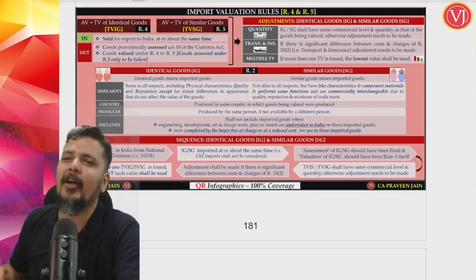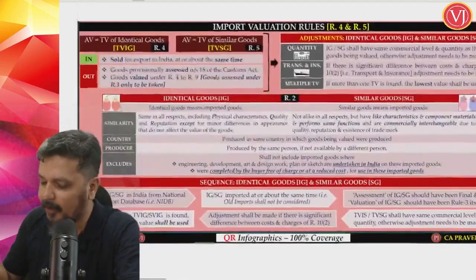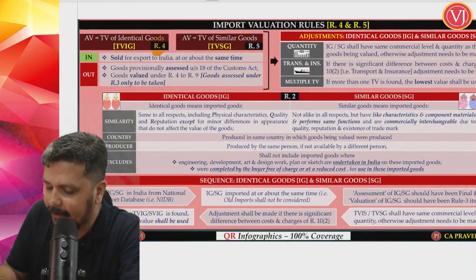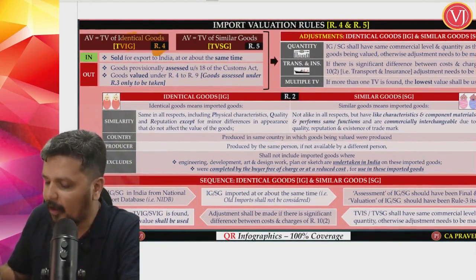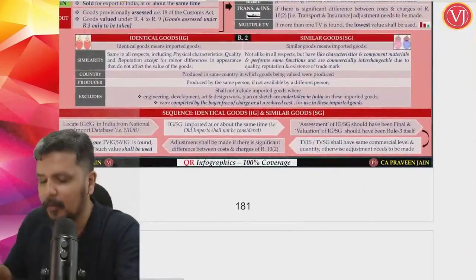Now, what is Rule 4 and Rule 5 talking about? We have discussed this in your GST, so the slide will be very simple here. Rule 4 talks about identical goods and Rule 5 talks about similar goods. What is the difference between identical goods and similar goods?